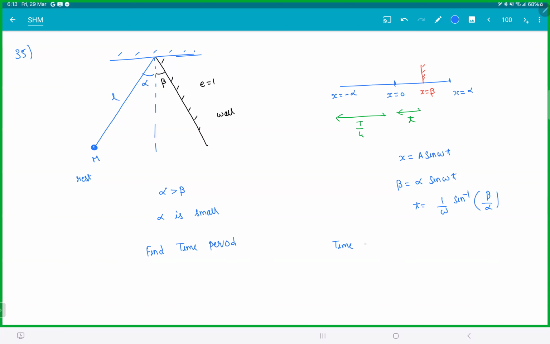Therefore, the time period will be T by 2 plus 2 small t. So this is pi root over L by g plus 2 omega, where omega is again root L by g, sine inverse beta by alpha.